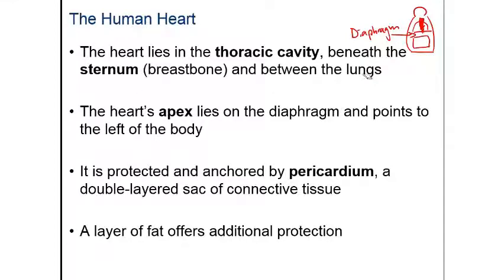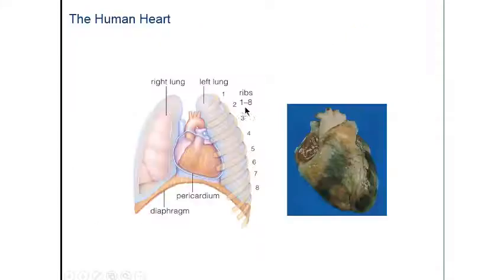And the heart is going to be between the lungs. The heart has a pointy end to it, and we call that the apex of the heart. That is going to be lying on the diaphragm and points to the left of the body. Let's take a look at this picture, right? When you look at a picture like this, we are looking at it from the front usually, unless otherwise specified. So this is the anterior view.